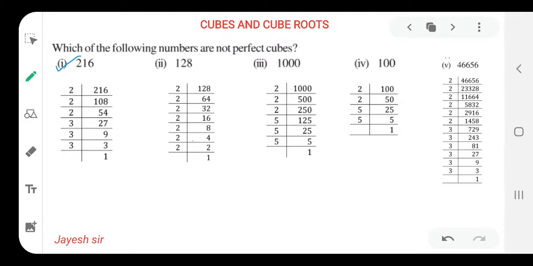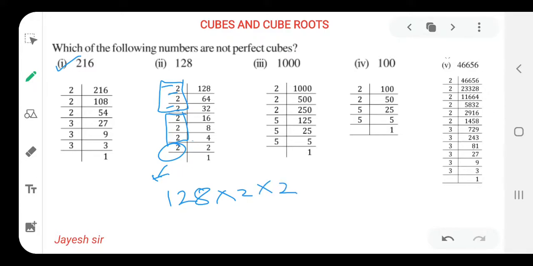A group of 3 should be made. 1, 2, 3, that means this group can be made, this can be one group. The second group would be like this. In this way 2 groups are made, but the third group cannot be formed. This 2 is left alone. To make a group of 3, we need to multiply the number by 4, that means 2 times 2, so that it can become a perfect cube.